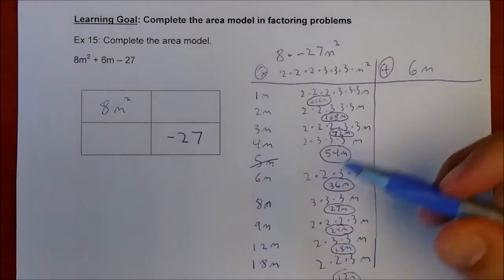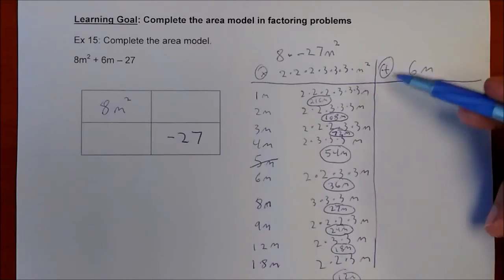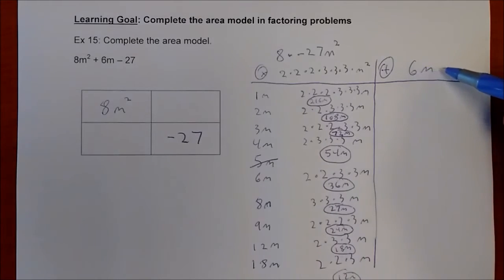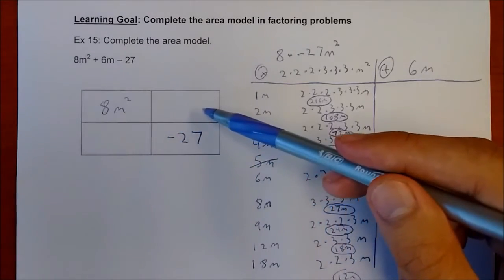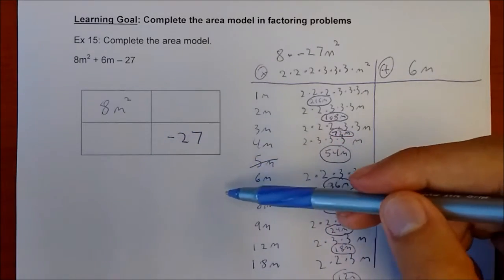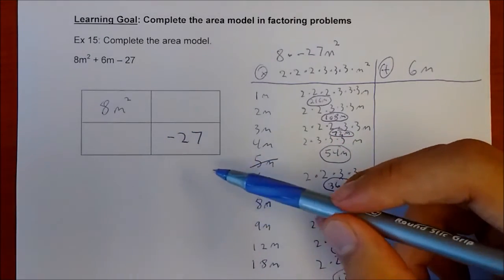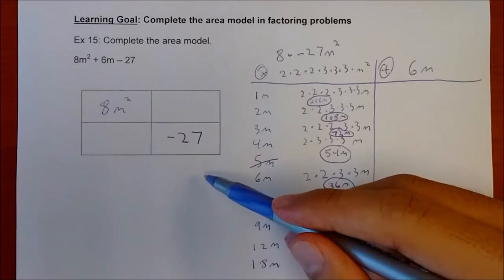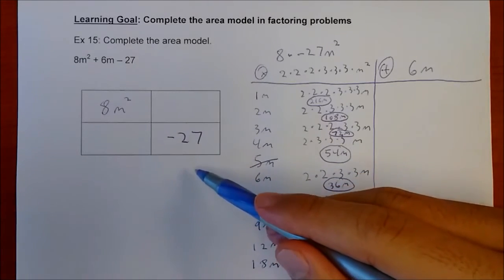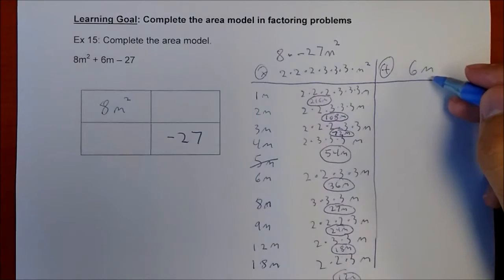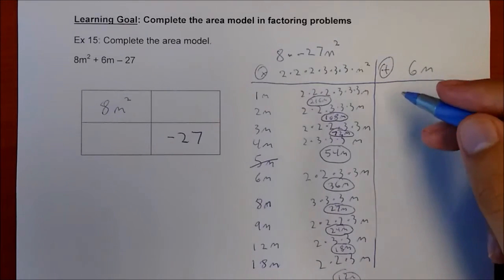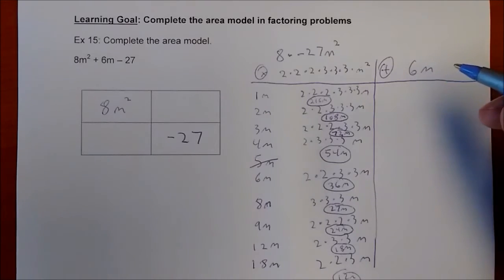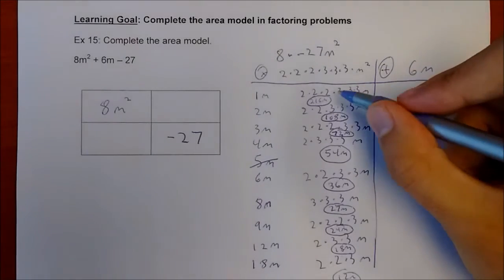So now we have to determine which of these factors add to 6m. So let's look at this for a second here. The two linear factors are going to multiply to a negative number, which means that one of them is going to be positive and one of them is going to be negative. And because they add to positive 6m, the one that is positive will always be the one that is larger in magnitude. So let's check it out here.